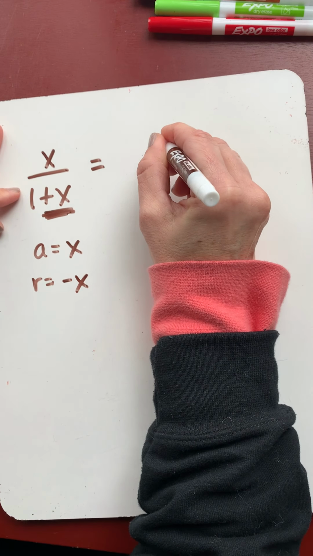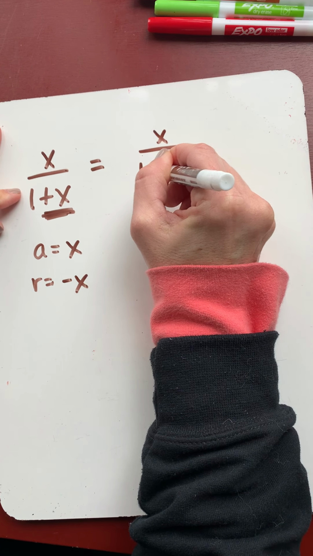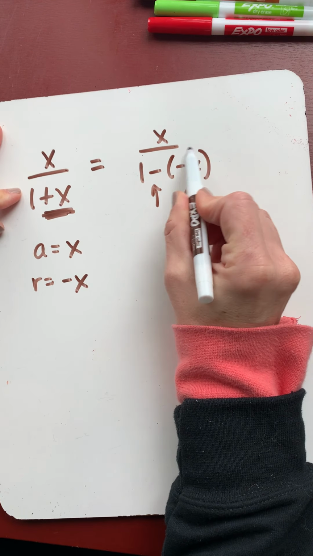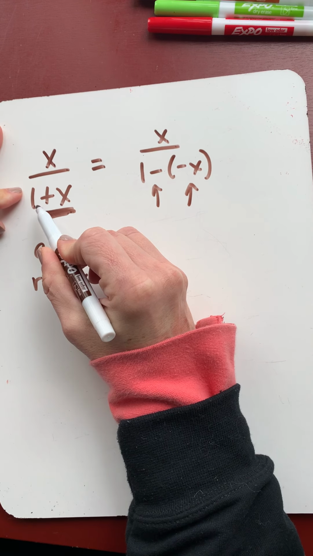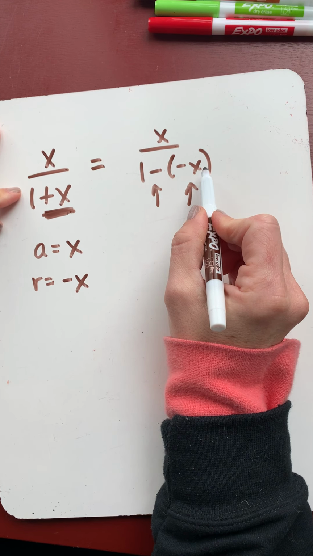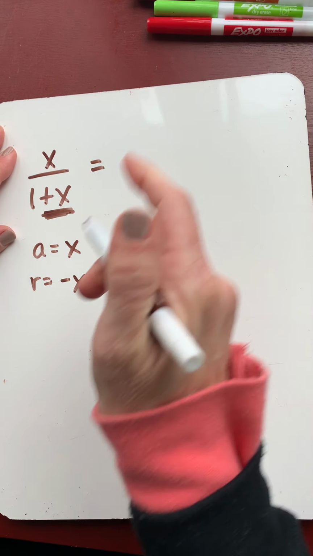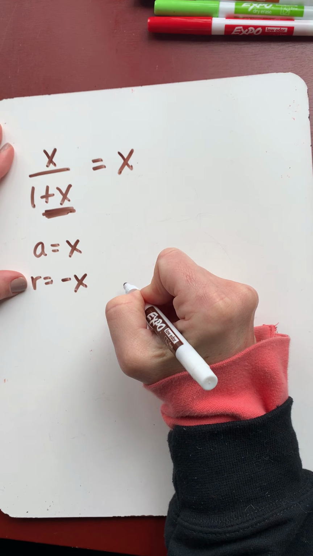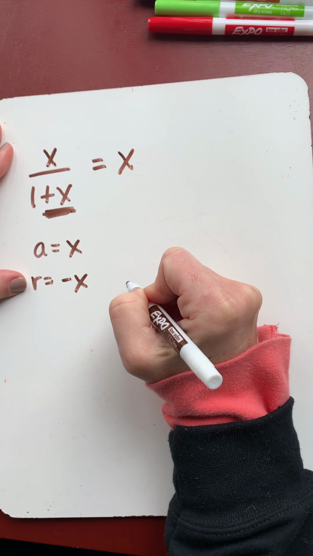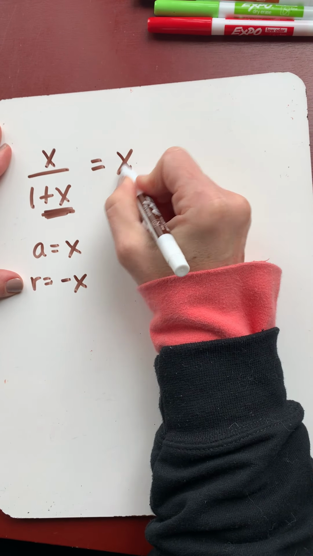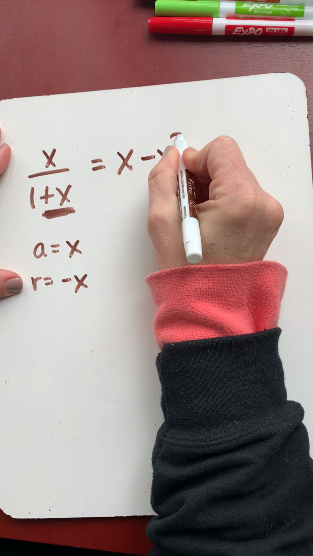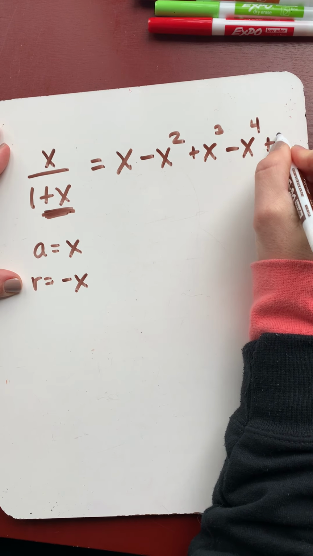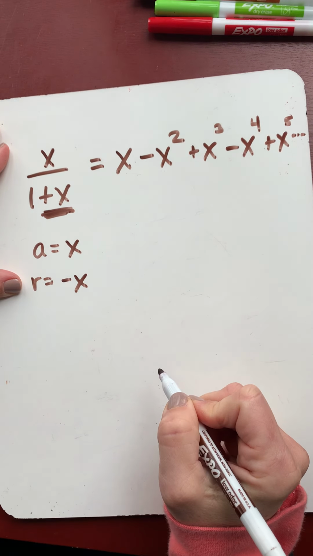You need to be able to think about this as x over 1 minus negative x. I need that to be a minus sign in order for this to be r. So if this is plus, then my r is really a negative x. Okay, so my first term is a, and I'm going to multiply every term by negative x to get to the next term. So I'm going to have x times negative x, so I'll have minus x squared plus x to the third, minus x to the fourth, plus x to the fifth, and so on.